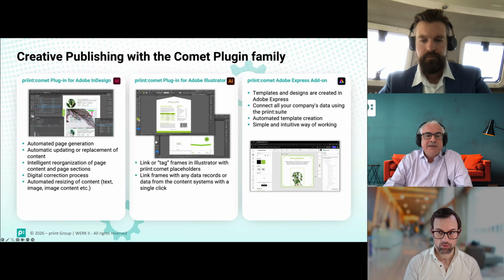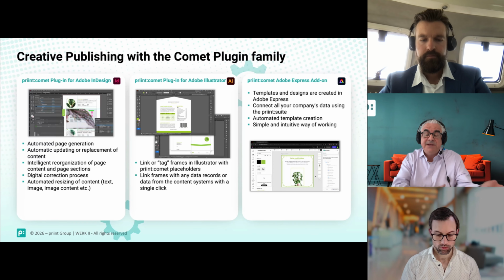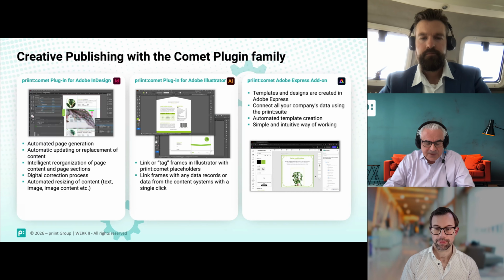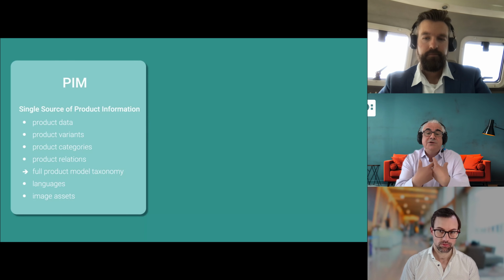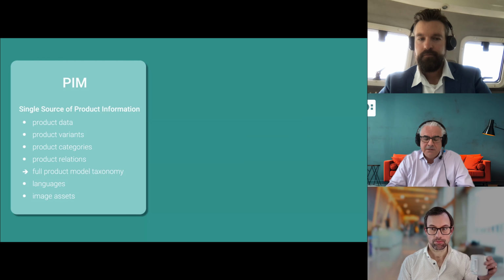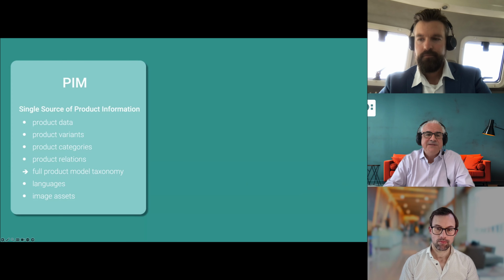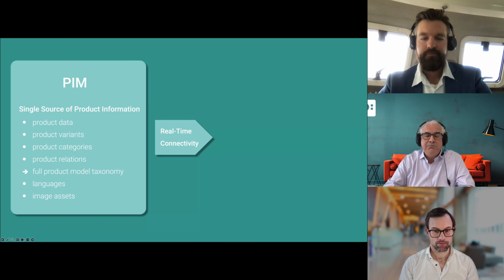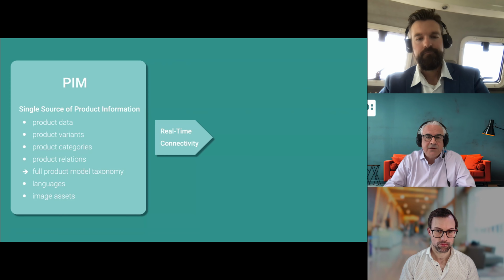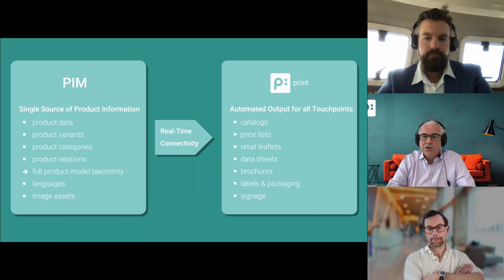But that basically means you can work at a very creative level, but still automate as much as you can and still be connected to PIM data and update anytime. Now, the important bit is obviously, in order to do print publishing, in fact, in order to automate any channel, you need a sound source of data provided typically by PIM systems. From our solution through real-time connectivity, we can pull product data, we can read variance, categories, practically the full product model taxonomy, inclusive of different languages and image assets. And once we got that, we can automate the production for all touch points.